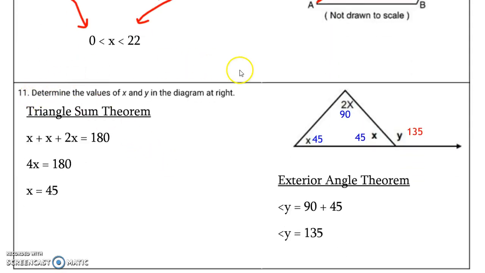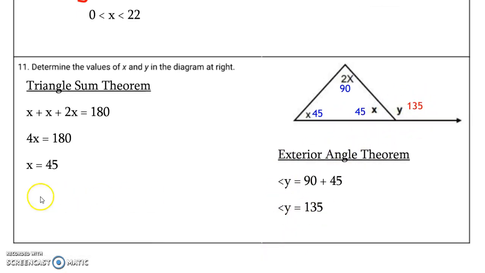Then take a look at question 11. This was a challenge question. It asks for us to determine the values of x and y. Well, we know that all of these angles add together to 180. That's the triangle sum theorem. 4x is equal to 180, which means x is 45. Then I can solve using the exterior angle theorem to find y. Angle y is equal to 135.